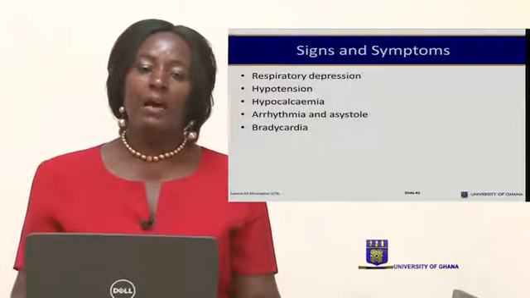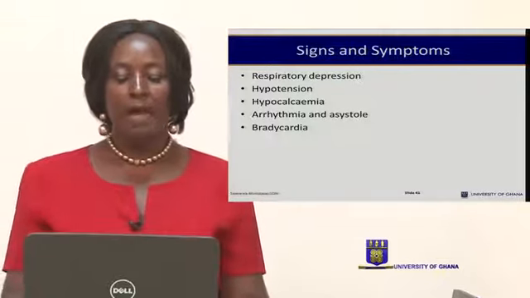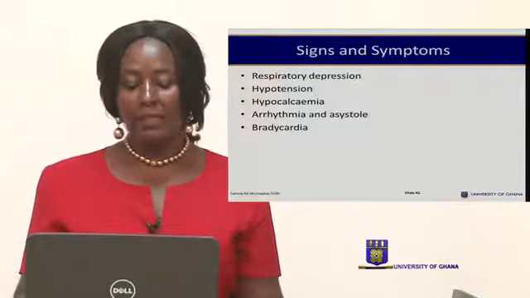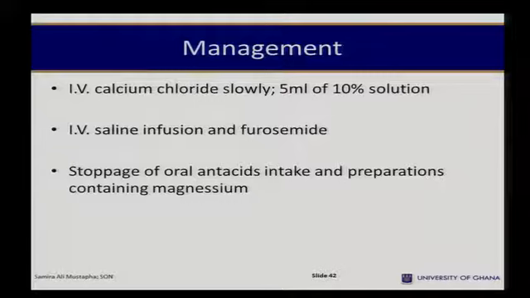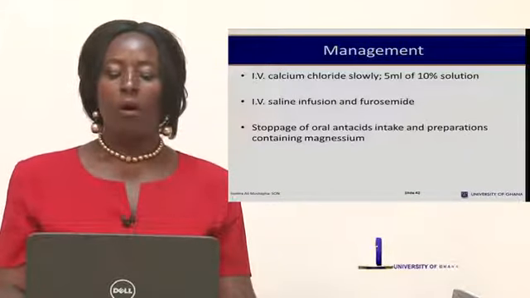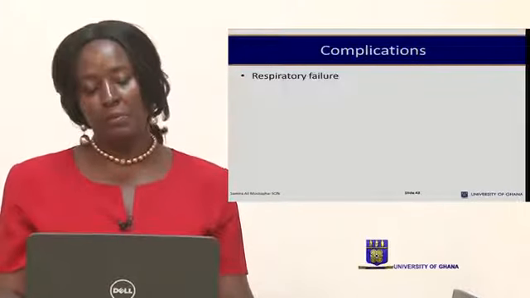So what are some of the clinical manifestations we see here? We have respiratory distress, hypotension, bradycardia, and arrhythmias, and asystole. So management, also we give calcium chloride slowly over 5 or 10 minutes, and also we give IV saline infusion and furosemide to take care of the edema and stop all antacid preparations with magnesium. So the complication is respiratory failure.